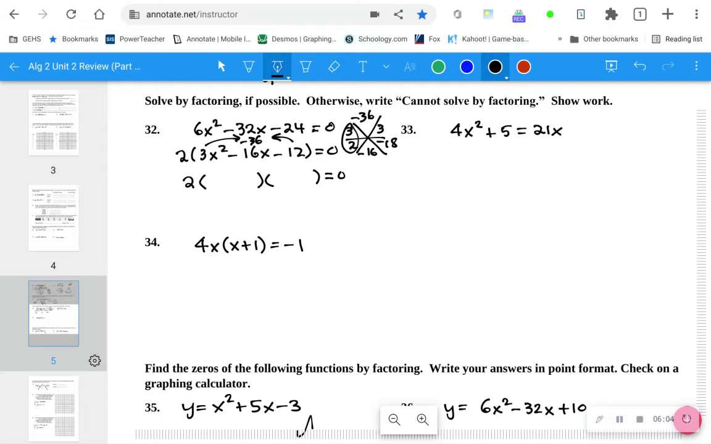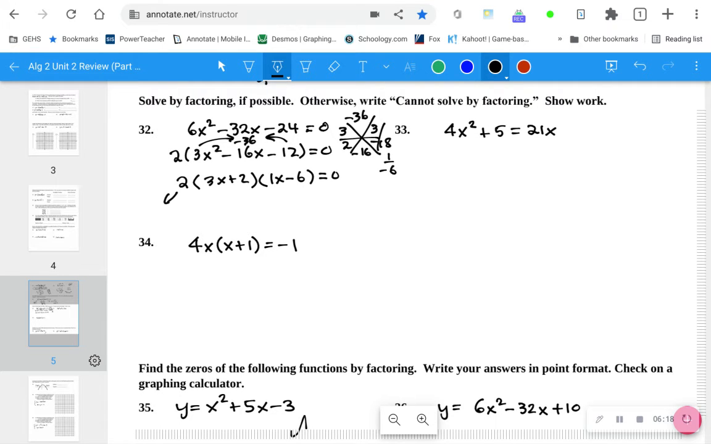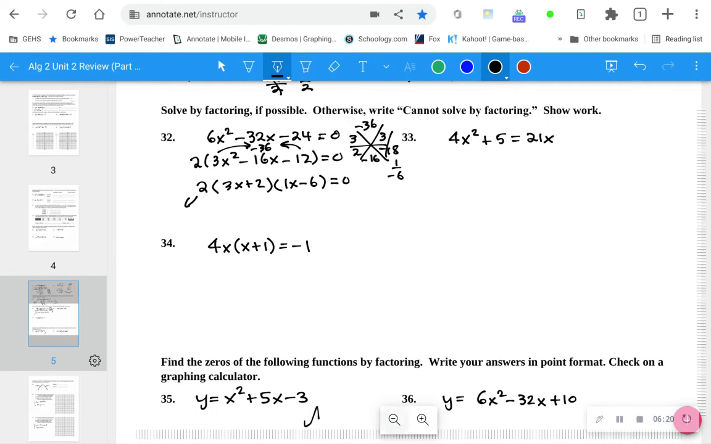Now this first side here, 3 over 2, you can just write 3x plus 2. And the other side, when you simplify, becomes 1 over negative 6. So you're going to say 1x minus 6 here. Setting this equal to 0 is a bust. So 2 equals 0. That's not true. But if you set this equal to 0, you get an answer of negative 2/3.